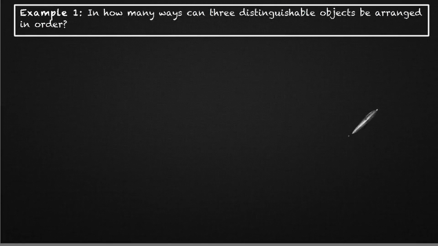So we're going to start off with a real basic example here. Example 1: in how many ways can 3 distinguishable objects be arranged in order? Let's just say we have the letters that spell the word cat, and we want to figure out how many ways we could arrange those letters.